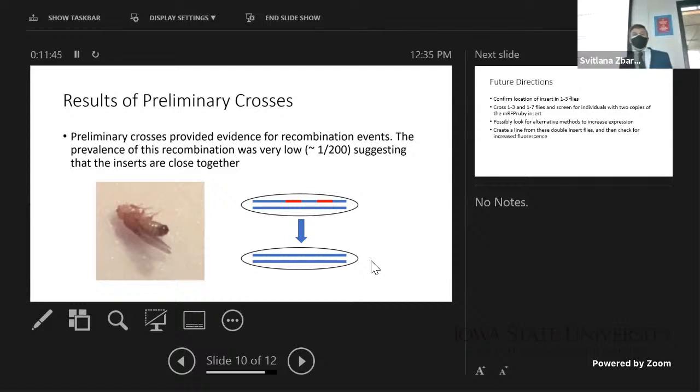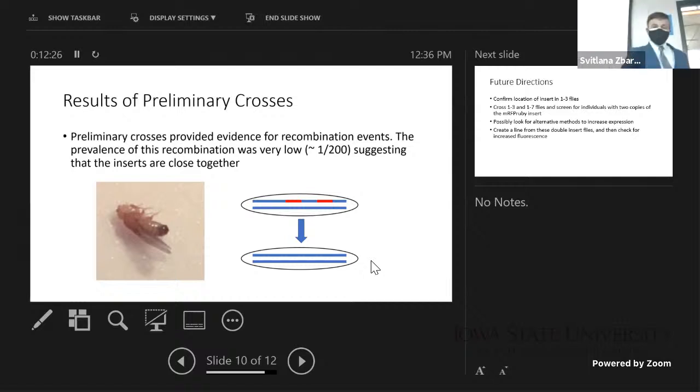The only issue was that we only saw 1 out of every 200 flies that had this white-eyed phenotype, which suggests that these genes are actually very close together, which means it's very unlikely for that crossing over to occur. And so in the future, we might look at a different method for confirming that location, or a different method for increasing expression of that red fluorescent protein, just because it's looking like these inserts might be too close together to actually be a viable option for us.